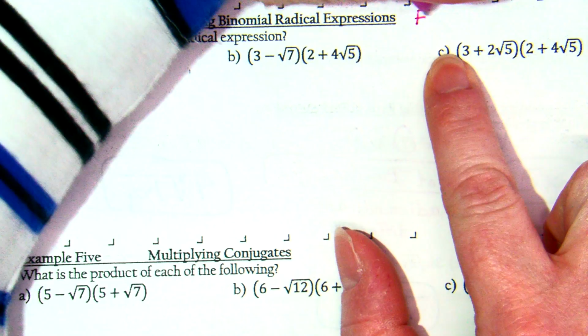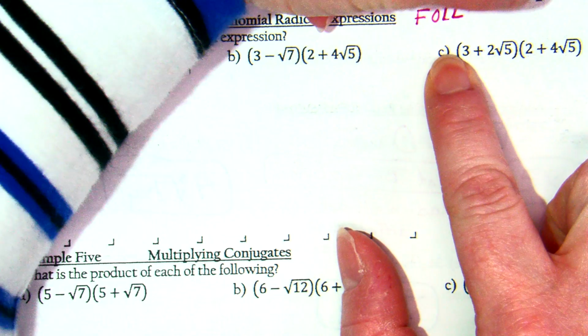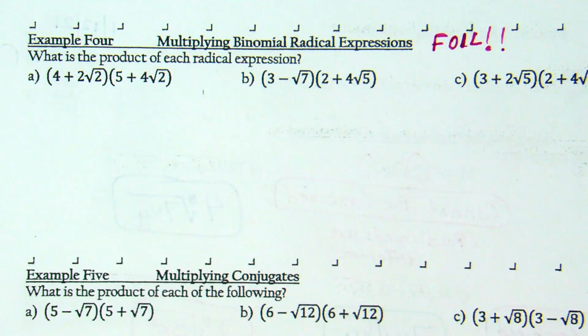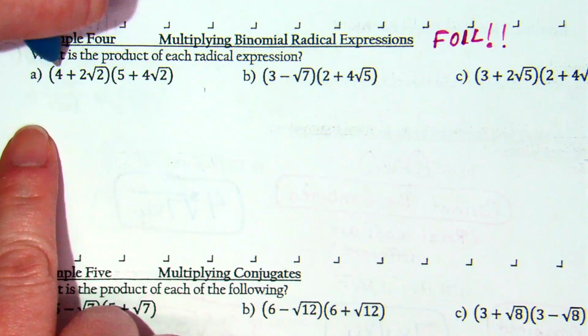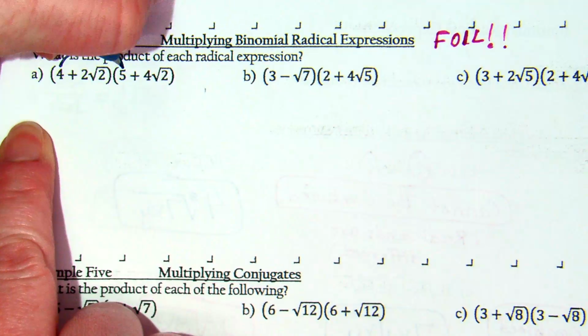When you are multiplying a binomial times a binomial, meaning two terms added or subtracted times another two terms added or subtracted, you always must think FOIL, or distribute if you prefer. So, we're going to start. First, we take the 4 and multiply it by 5. 4 times 5 is 20.